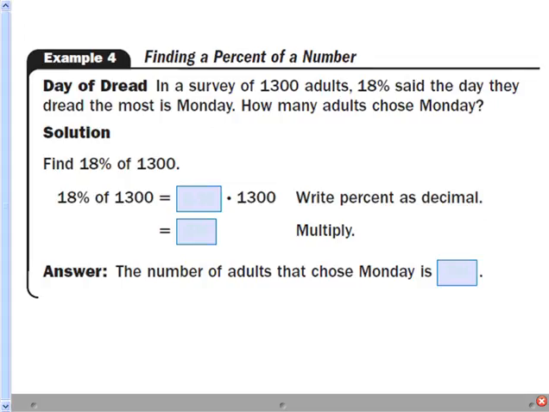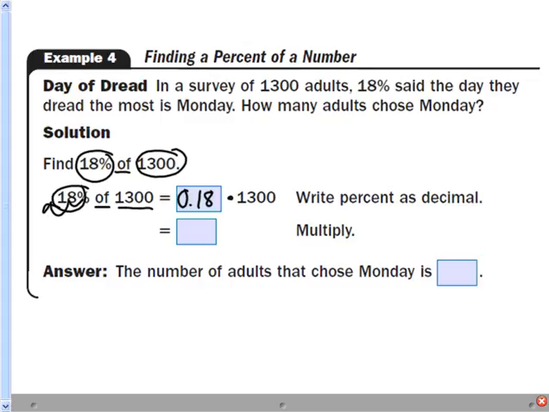So here's example 4, finding a percent of a number, same type of problem, but a different situation. Day of dread. In a survey of 1,300 adults, 18% said the day that they dread the most is Monday. The question we're supposed to answer is how many adults chose Monday? Well, 18% of the people surveyed said Monday, so we're looking for 18% of all the people, which was 1,300. 18% of 1,300 can be translated into 0.18, by moving the decimal point to the left twice, times 1,300.